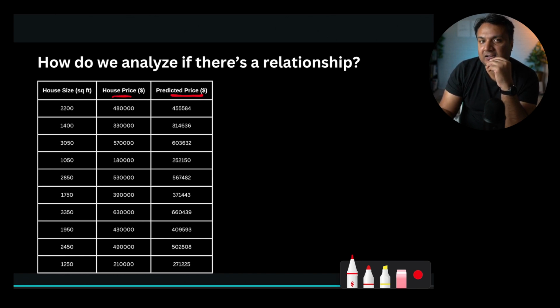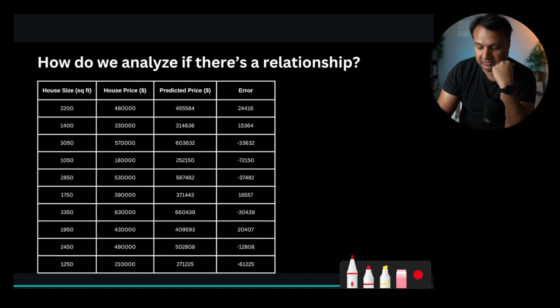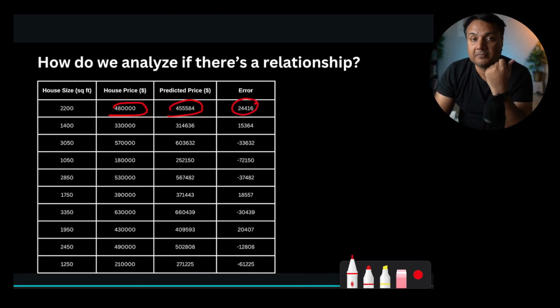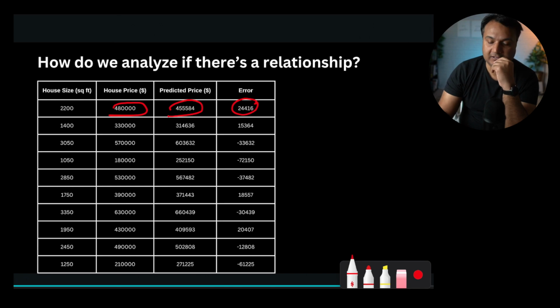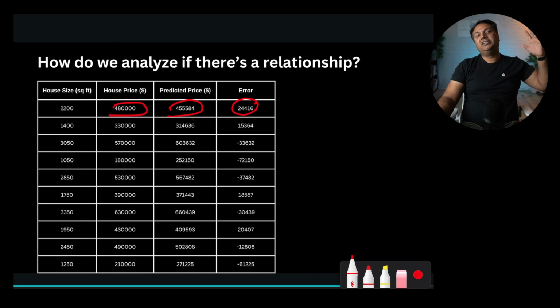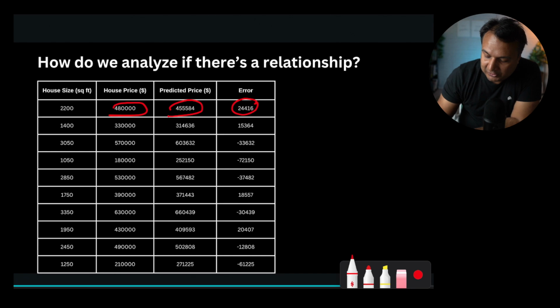And how would you calculate the error? Very simple. You just take the difference between the two. So when the predicted price was 48K and the actual price was 45K, you have about 2.4K, sorry, 24K difference, which is the error. In an ideal prediction, there should be no error, but that is an ideal which never happens. So now you have an error.